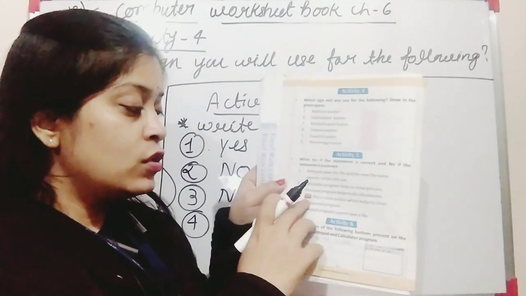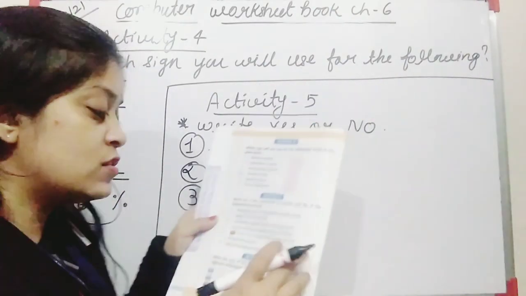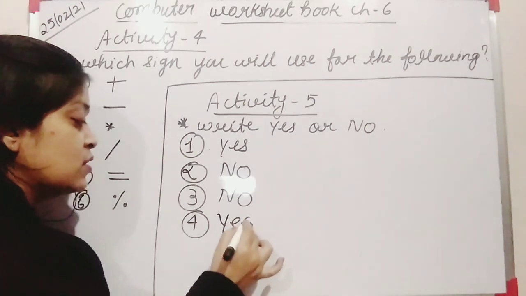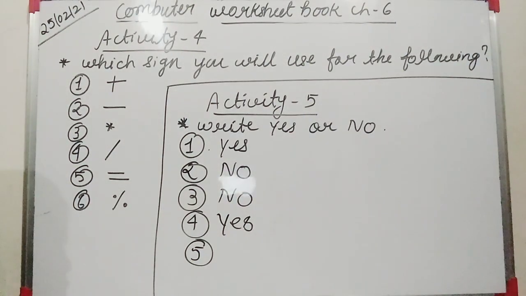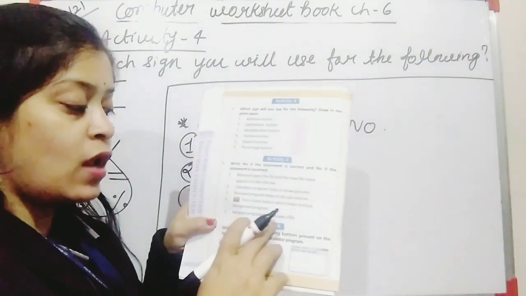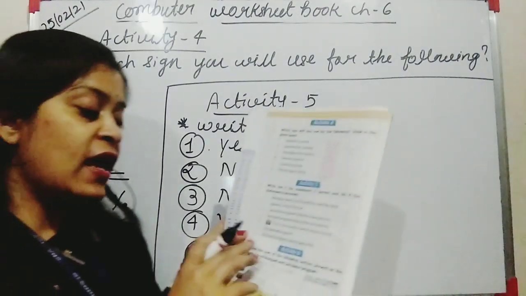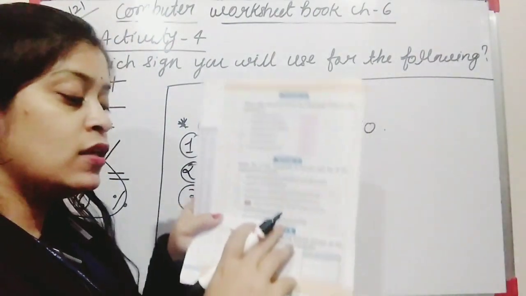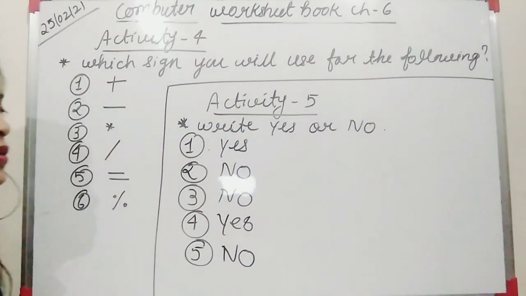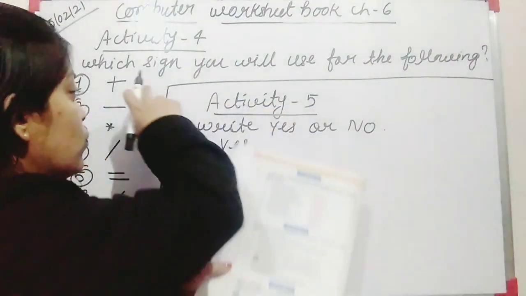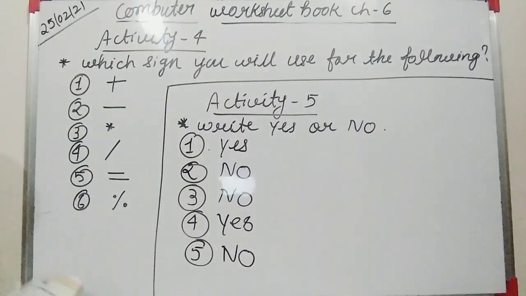Now moving forward to next question. Question number 4. You can see this is close button which helps to close the open program. Yes, this is right. You will write yes here. Okay, now moving forward to next question. Question number 5. Notepad program cannot save a file. No. That means yes, it can save the file. So the word here is cannot, so you will write here no. This is a wrong sentence. Now I hope you have done activity 4 from here and activity 5 from here. Okay, dear students, now I am going to erase it and move forward to next activity.